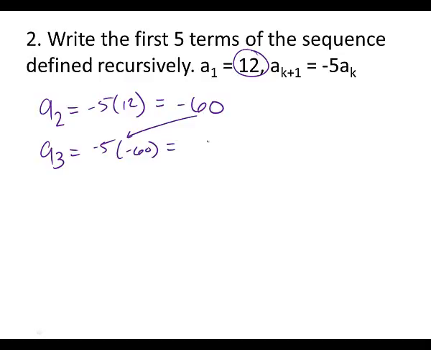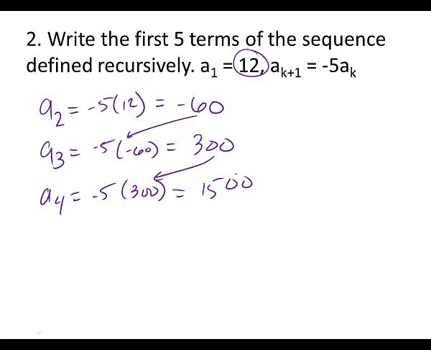-60. And then to get a sub 3, I do -5, and remember I put in the previous term. So what's -5 times -60? 300. Okay, and then a sub 4, we've got -5, put in the previous term. What do we end up with on that one? You guys all have calculators. -1,500. And then a sub 5 would be -5 times the -1,500, which gets me what? 7,500. Good.